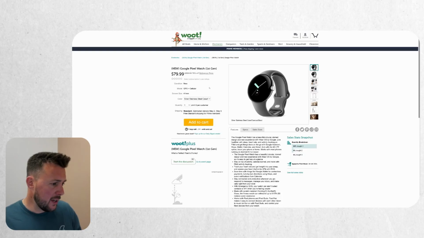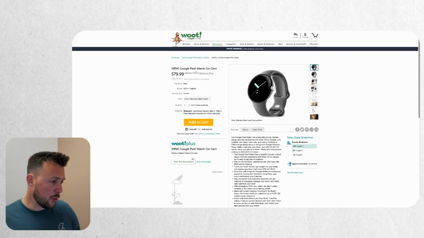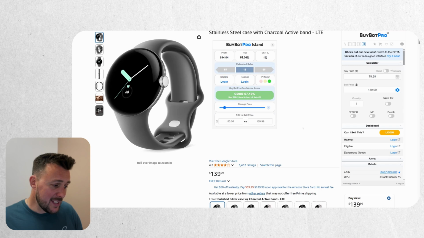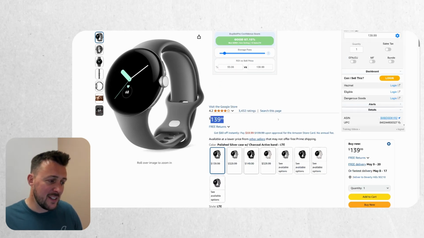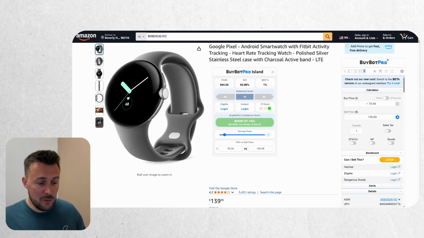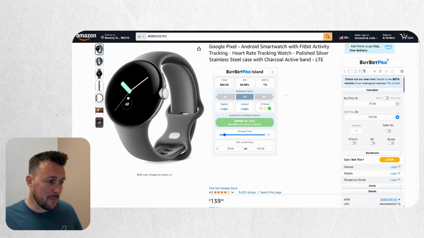Now let me quickly show you a US example, and then I'll show you how to go about listing these products in your Amazon seller account. So right here on this website, Woot, we can actually buy these Google Pixel watches for just $79.99. Over on Amazon, the exact same product is currently selling for $139.99, which means that when we do the same calculation, we put our buy price in, we have our sell price in, when we run the numbers, we can actually make a profit of $44.04 per unit, every single one of those that we buy. We also grow our original investment by a massive 55%.